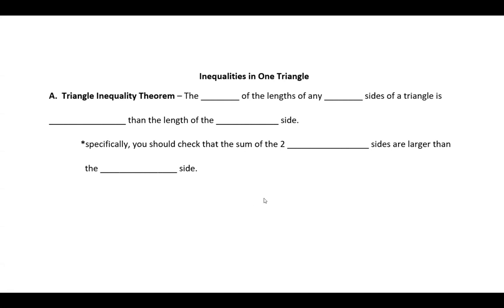Okay, the first part of our notes, we're just looking at different side lengths. And so the general idea is the sum of the lengths of any two sides should be larger than the third side. This is probably one that you're somewhat familiar with. As you fill that in, specifically the thing that we're looking for is when we look at the two small sides and we add them together, are they bigger than the third side?